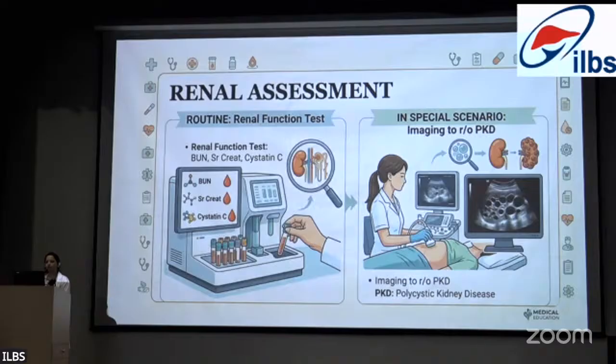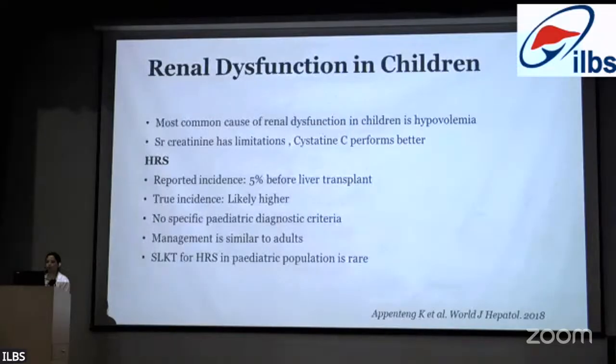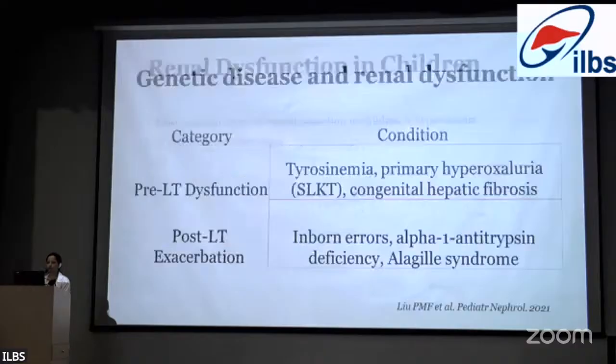Renal assessment: routinely we do renal function tests, but in special scenarios, to rule out polycystic kidney disease, we need imaging as well. The most common cause of renal dysfunction is hypovolemia. Serum creatinine has limitations, so cystatin C performs better. The incidence of HRS is very low in the pediatric population, but the true incidence may be a little higher because there are no specific pediatric diagnostic criteria. Management is similar to adults, and SLKT for HRS in the pediatric population is rare.